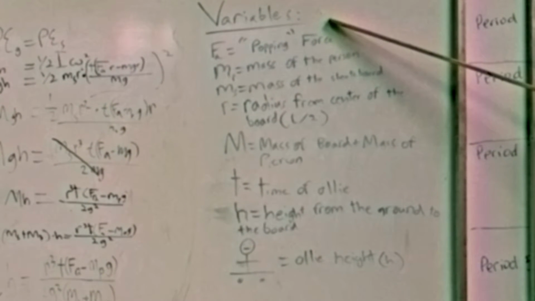First, let's go over our variables. We have Fa, which is the popping force that you apply on the board to pop it up into the air. Mp, which is the mass of the person. Ms, which is the mass of the skateboard. R, which is just the radius from the center of the board, which is half the length. Big M, which is the mass of the person plus the mass of the board. T, which is the time it takes to do the ollie. H, which is the height from the ground the board reaches. And alias, the variable we were using for height.